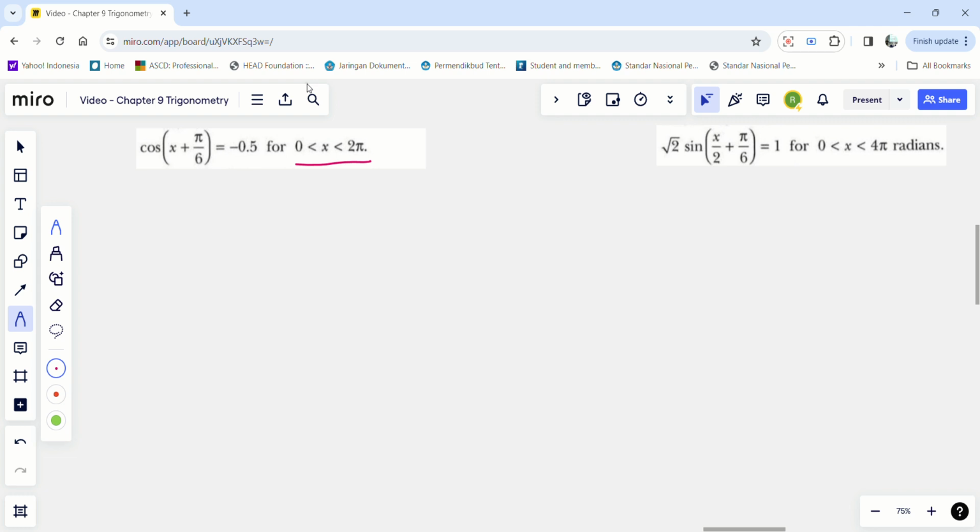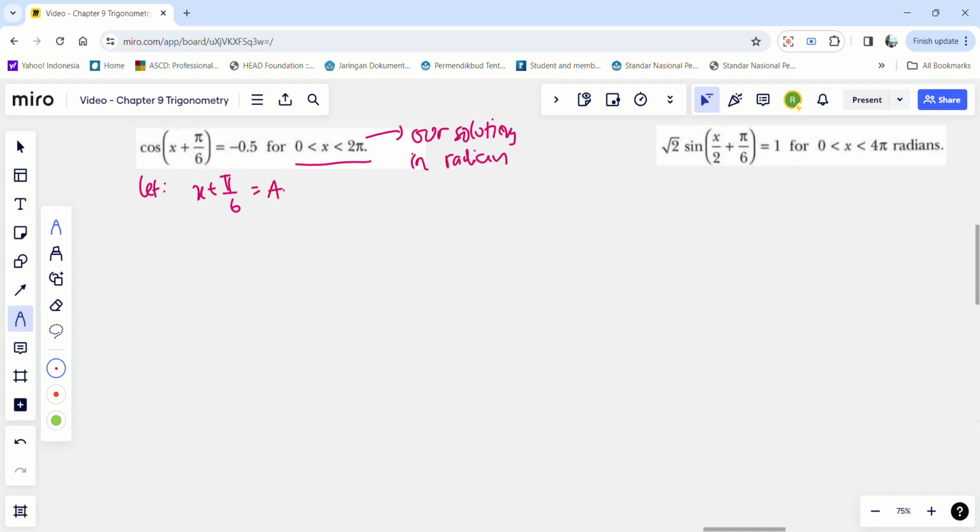Note that 0 and 2 pi are not included, and it also means that our solutions must be in radian measure. If you're not used to using radians, it's your time to practice. In dealing with this equation, I typically advise that we let x plus pi on 6 be A.